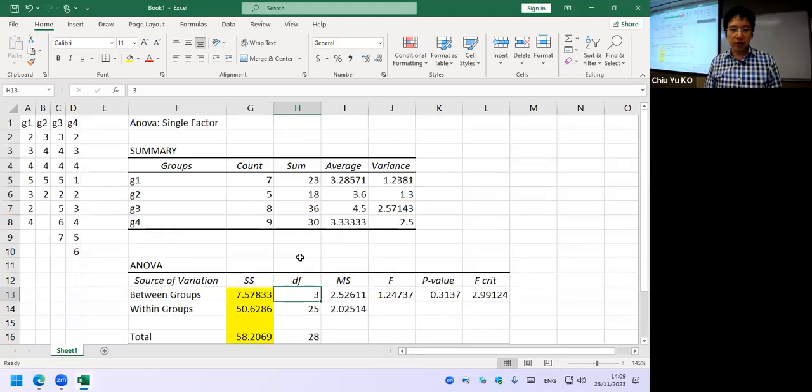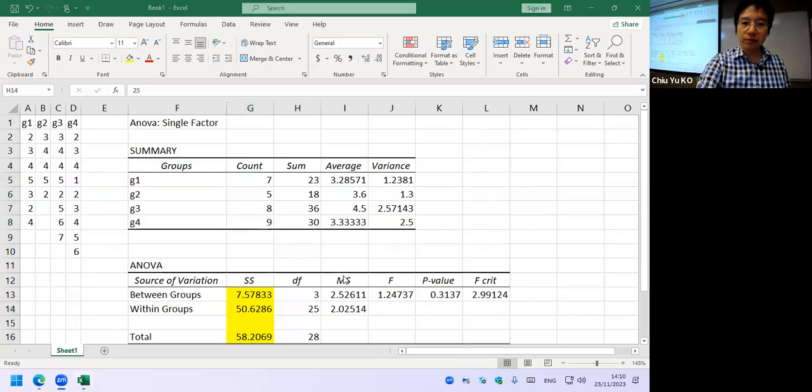And you ask why DF is 3. Because between groups, this is number of groups minus 1. You have 4 groups, 4 minus 1 is 3. And within groups, this is N minus C, because within groups you estimate C group means, so total number of data minus C. How many data do you have? 7 plus 5 plus 8 plus 9. How many is that? It's 29. So 29 minus 4.